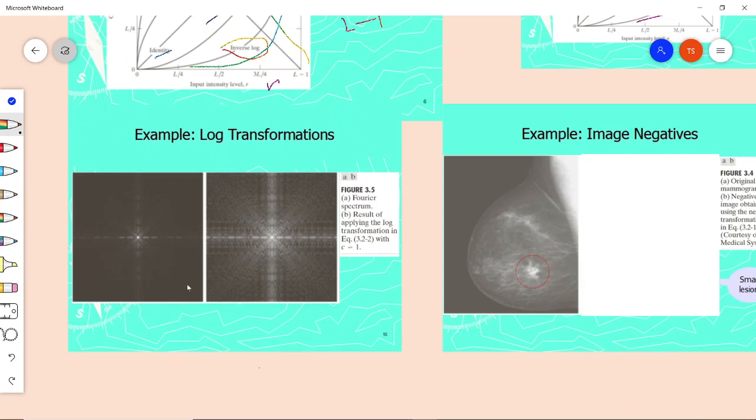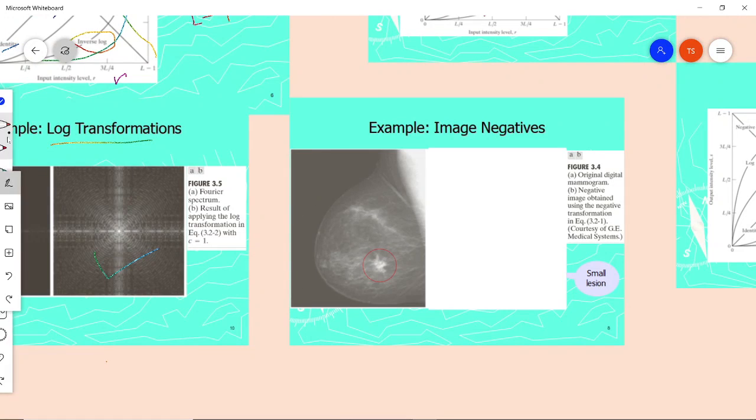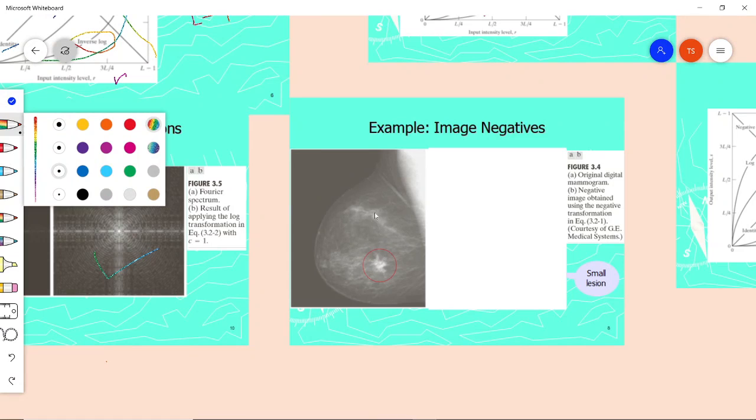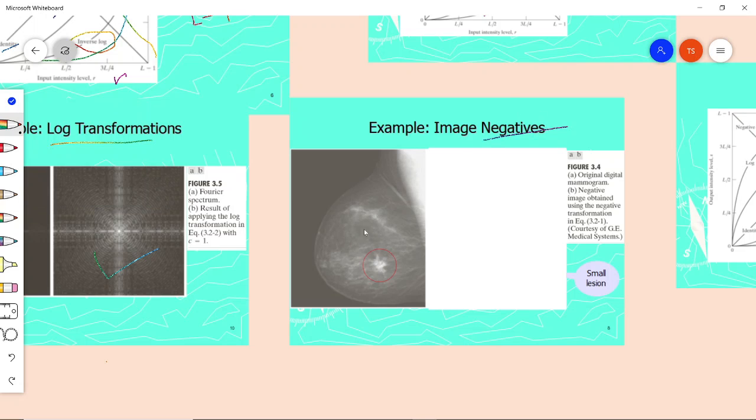Now see, upon the image, suppose we apply log transformation. This is the Fourier spectrum. If we apply some log transformation upon this Fourier spectrum, then this is the resultant output we will get after log transformation. And this is the original digital mammogram image, and if we apply the negatives transformation upon this image, then this whole is lessened by a small lesion.